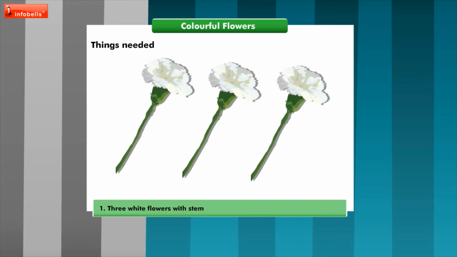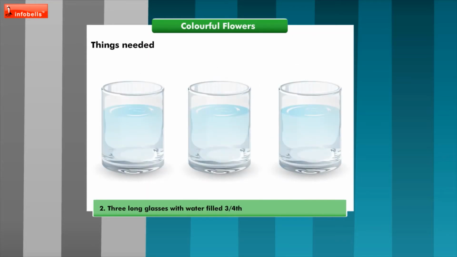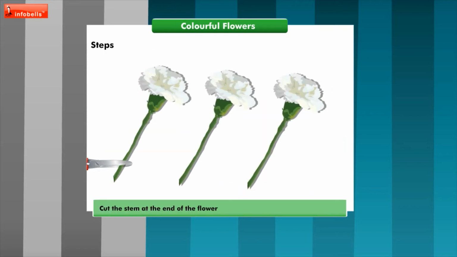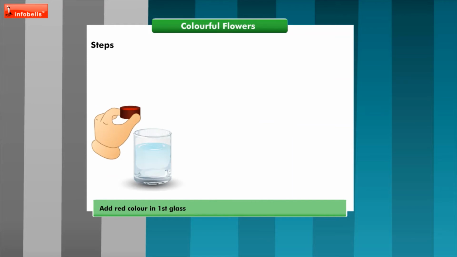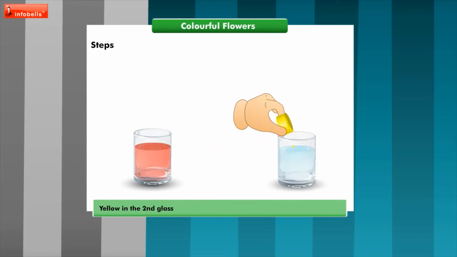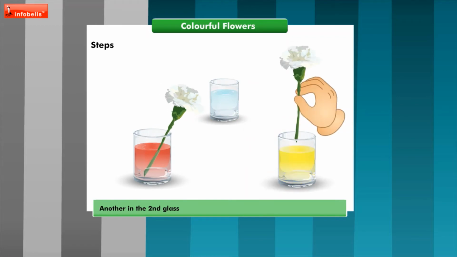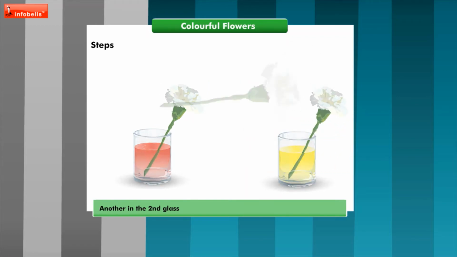We'll need 3 white flowers with stem, 3 long glasses with water filled 3/4, and food color. Cut the stem at the end of the flower. We will add red color in first glass, yellow in the second glass. Let this third glass have normal water. Place one flower in first glass, another in the second glass.